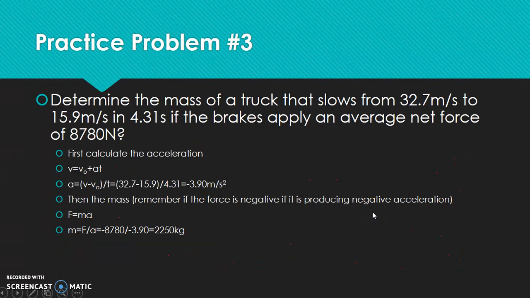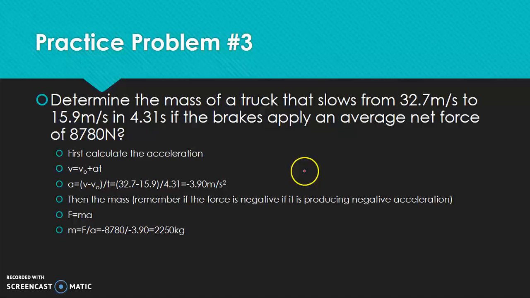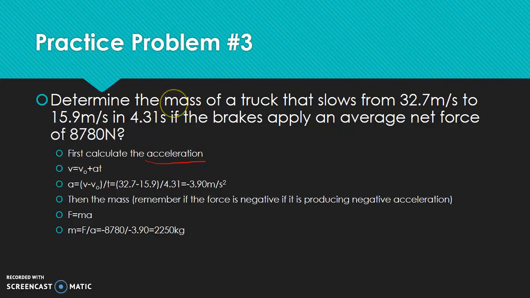Alright, here's practice problem number 3. It says determine the mass of a truck that slows down from 32.7 meters per second to 15.9 meters per second in 4.31 seconds, if the brakes apply an average net force of 8,780 newtons. All right, again, first we need to calculate the acceleration. And like I said before, we have to calculate acceleration because it's asking to determine the mass of a truck, and it's given us velocity, time and a net force. So before we can find the mass, we have to calculate for acceleration.